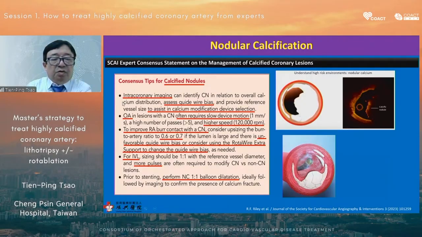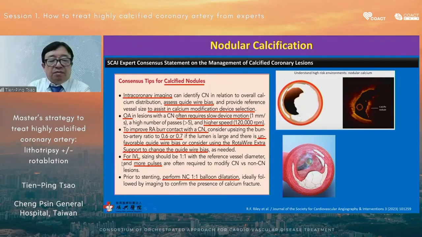Yeah. So for the nodular calcification, we also have some tips. Use the intracoronary imaging to assist the guidewire bias and to assist the calcium modification device selection. For the orbital atherectomy, it often requires slow device motion and higher speed. To improve the rotational atherectomy burr contact with the calcified nodule, consider upsizing the burr to artery ratio to 0.6 to 0.7. And if there is an unfavorable guidewire bias, consider using the RotaWire Extra Support to change the guidewire bias as needed.